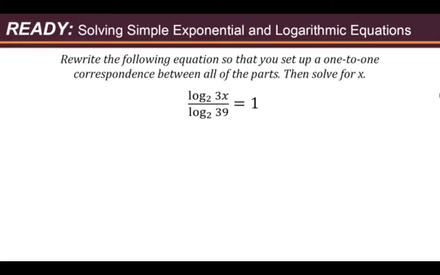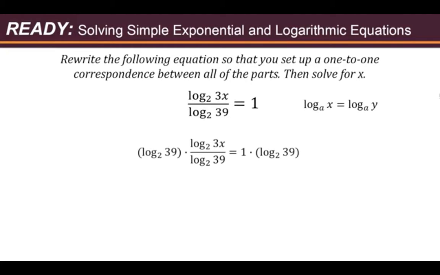We want to rewrite the equation above so that it looks like log base a of x equals log base a of y. Right now we have both logarithms on the same side of the equal sign. We need to move one to the other side so we can solve for x. We can do this by multiplying both sides of the equation by log base 2 of 39. Since log base 2 of 39 over log base 2 of 39 equals 1, we end up with the following equation. Log base 2 of 3 times x equals log base 2 of 39. Then, based on the principle stated earlier, 3x equals 39, so x equals 13.